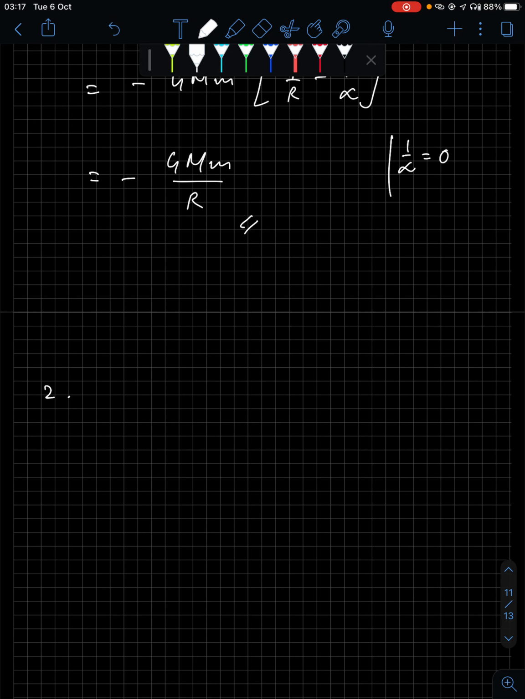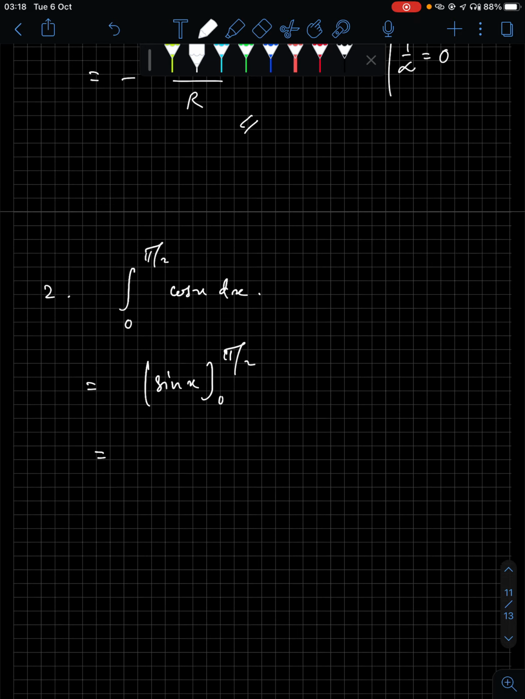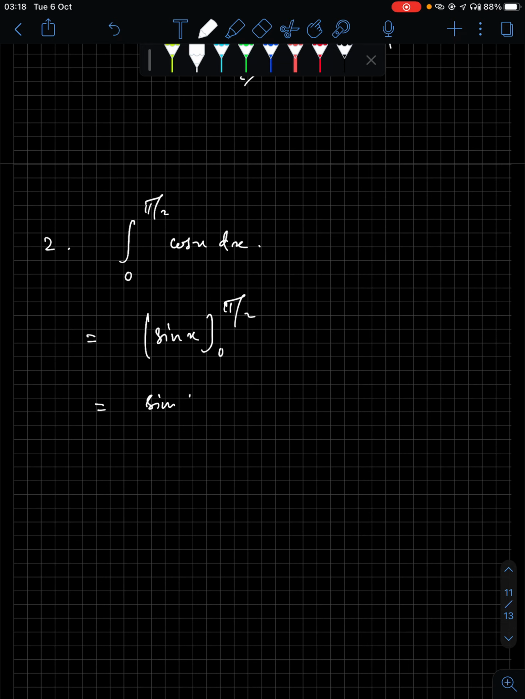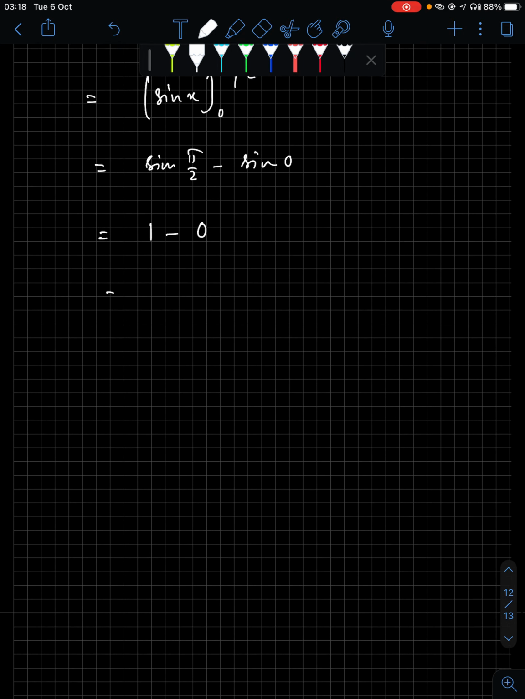Question number 2. Integral 0 to pi by 2, and you have cos x dx. So integral cos x dx is sin x, right? Now the limits will be written here. So you get sin pi by 2 minus sin 0 degree. So what is the value of sin pi by 2? It is 1, and sin 0 is 0. So you have 1 minus 0 is 1. That's the answer.